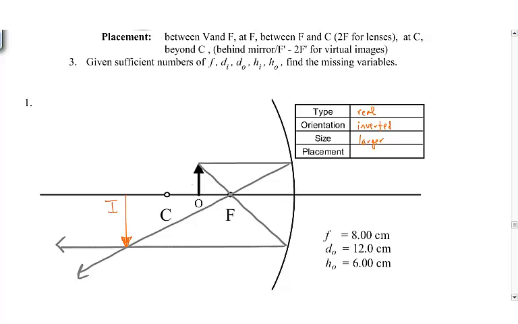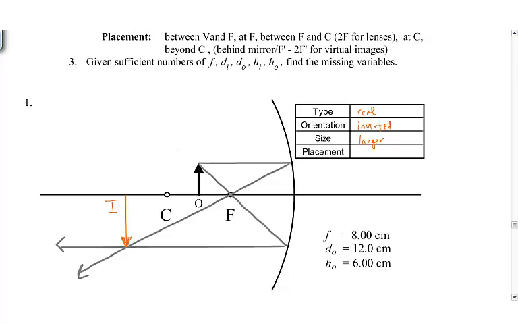The height of the image, the size that I'm talking about, if you took your ruler and measured how many centimeters it is from the base to the tip of the arrow and did the same thing here on the image, you'll see that that's a larger value. That's what I mean by it's a larger image.